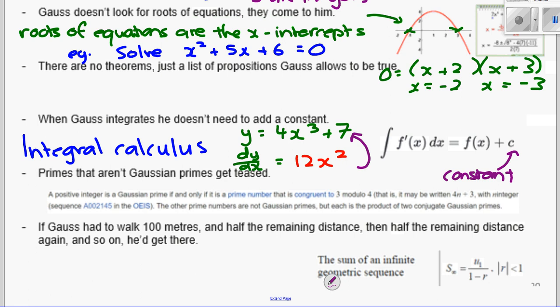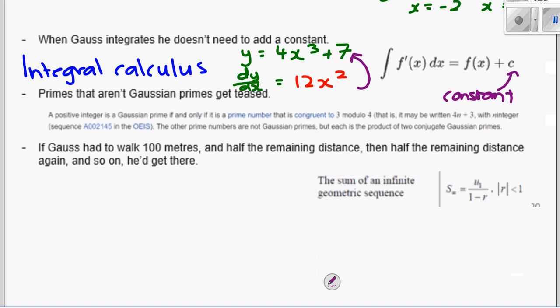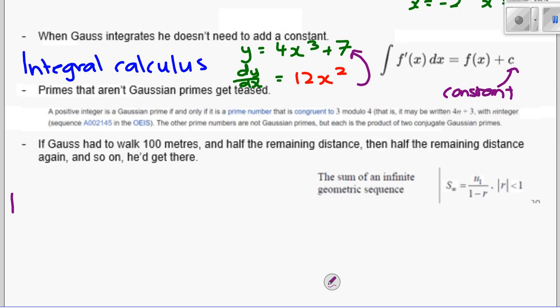If Gauss had to walk 100 meters, and then half the remaining distance, and then half the distance again, and so on, he'd get there. So he walks 100 meters, and then whatever's left, he would walk half that distance, and then half that distance again. In theory, he would never get there, would he? Whereas he does.